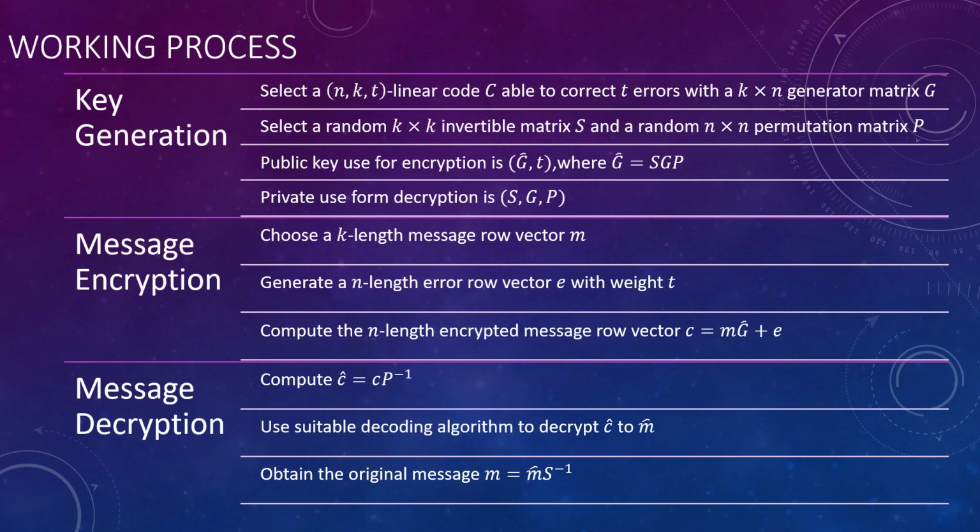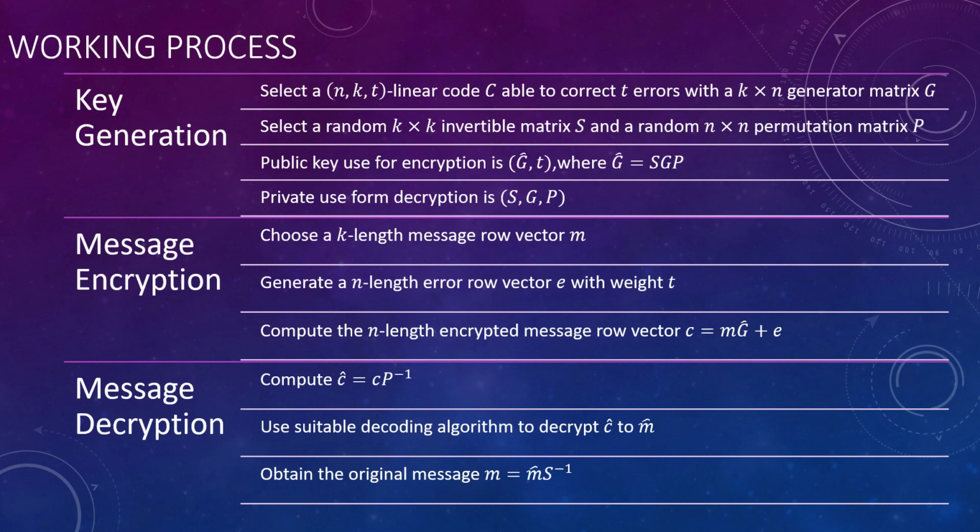Another thing is that we need to select a random invertible matrix S and a random n by n permutation matrix P. Another thing to note here is that all of the elements of the matrices will be within a finite field. The size of the finite field will be set by the user, but here we use F19.